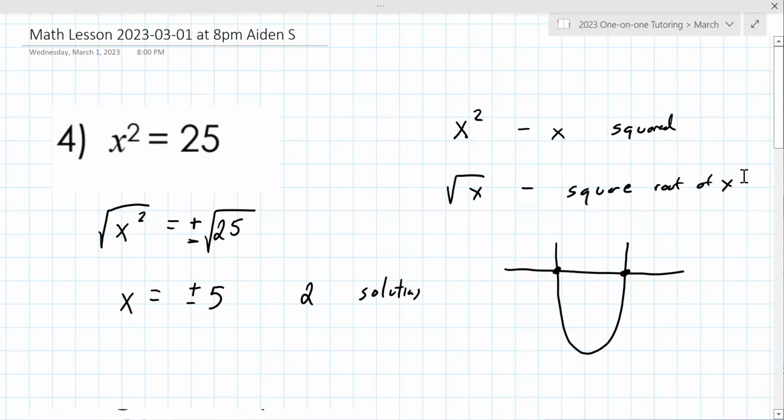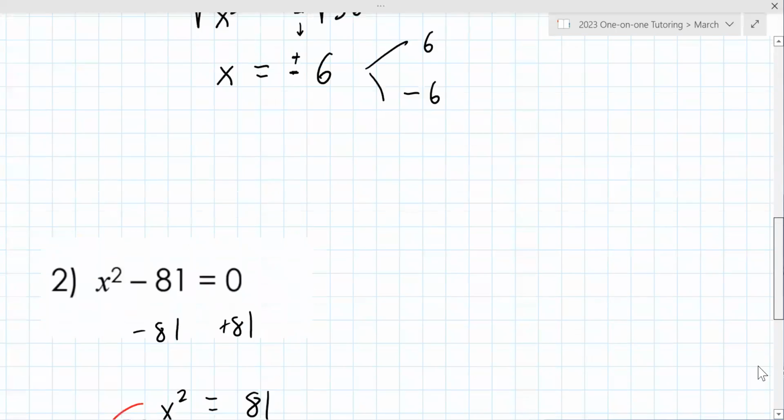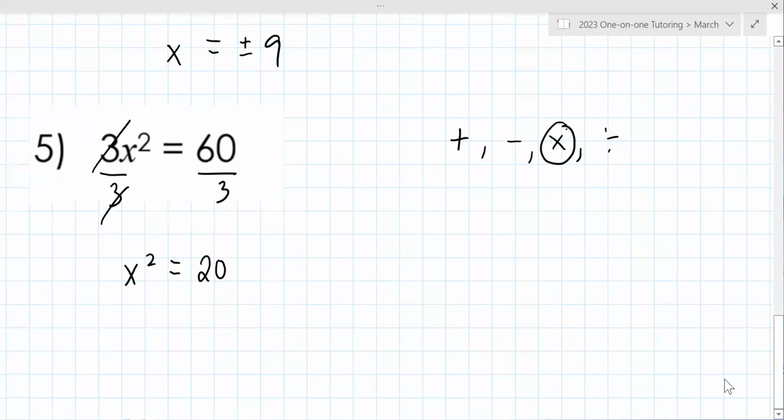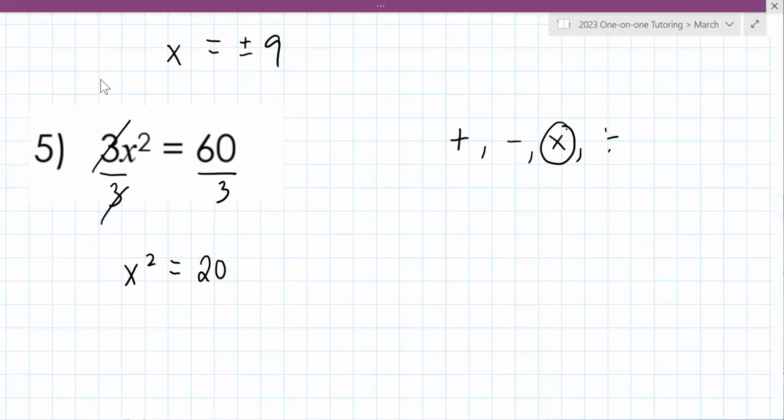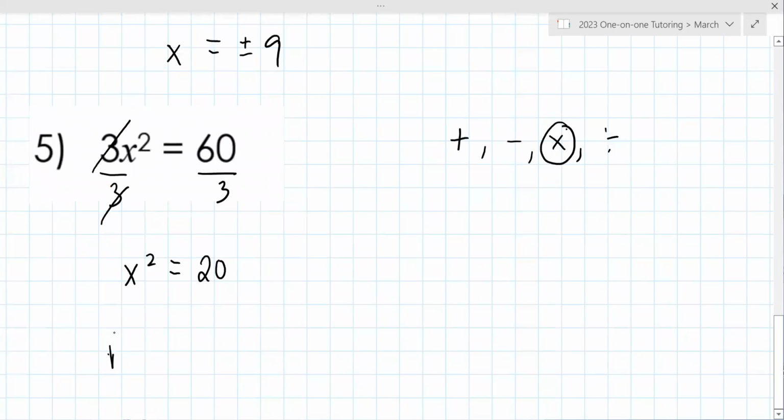It's not a language test. You don't have to get the word right, but you need to know what to write, even if you can't say it. So you take the square root of x squared, plus or minus the square root of 20.